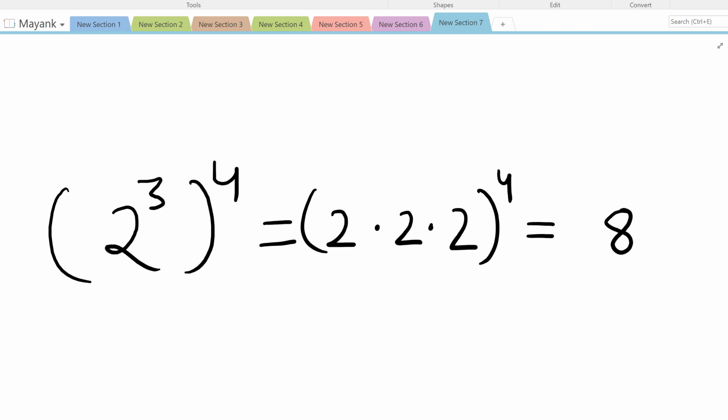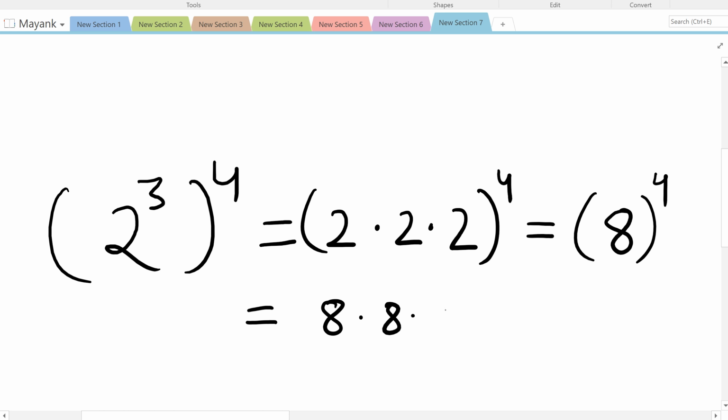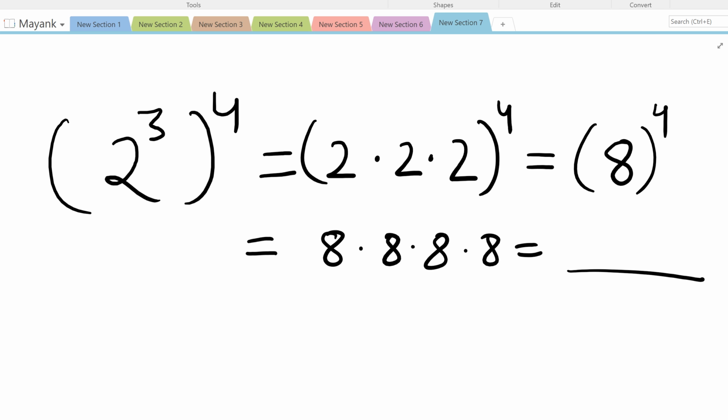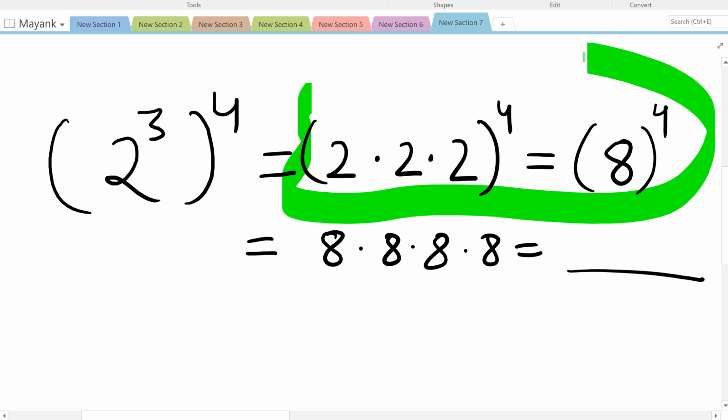Now we know that this is 8 powered by 4. That means 8 times 8 times 8 times 8, and whatever the number is, you're going to write it here. Now that is a bigger way of doing it. You can do it more quickly, and that is you can skip all those steps.